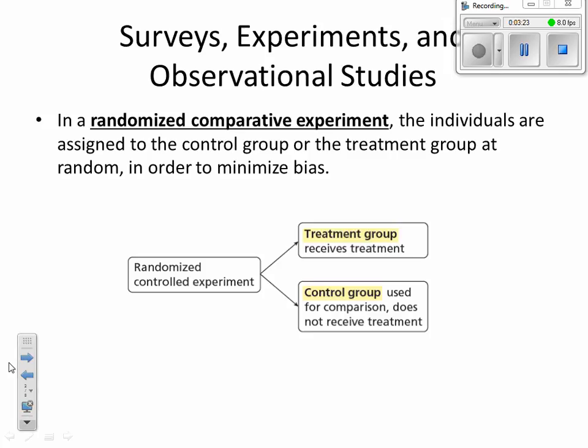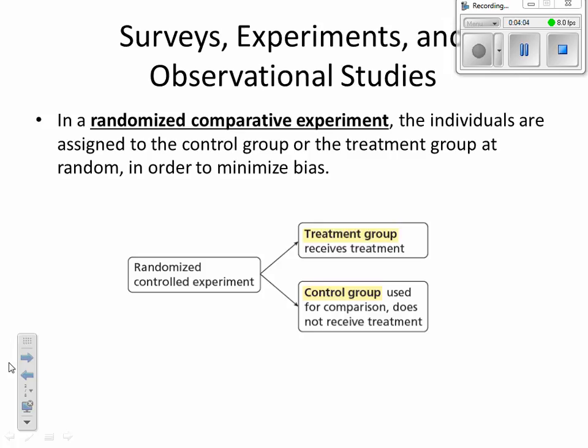Okay? Now, another type of study that you could have is called a randomized comparative experiment. In that kind of study, the individuals are assigned to a control group or the treatment group at random in order to minimize bias. So in this study, the researcher would have one big study group that they're choosing from. For example, we could choose the entire junior class. That would be our group that we're studying.